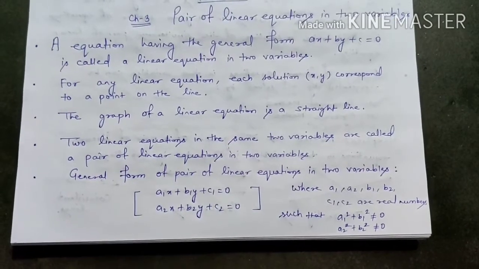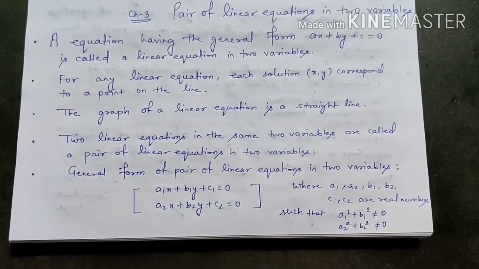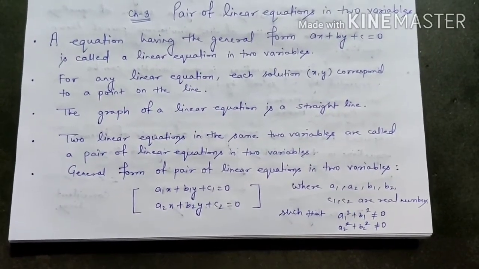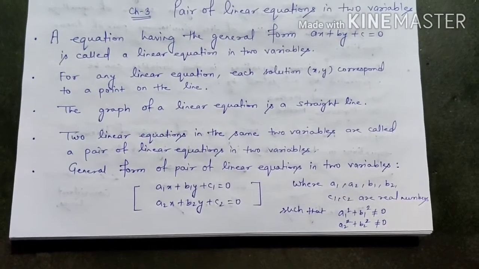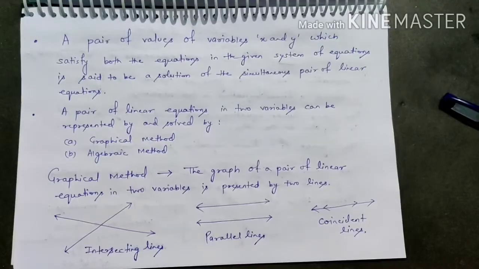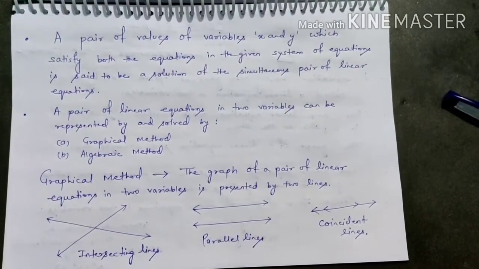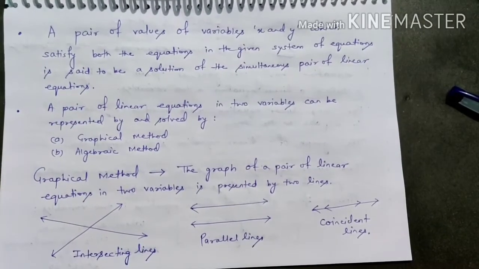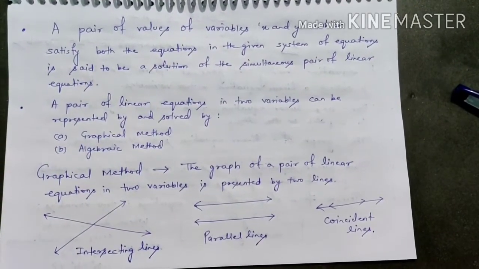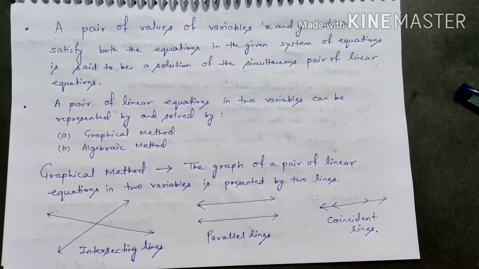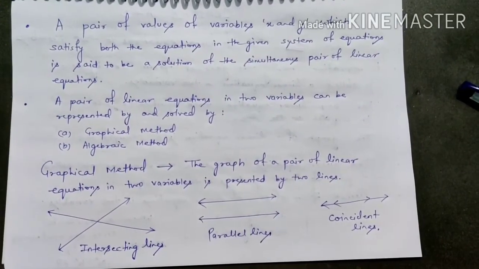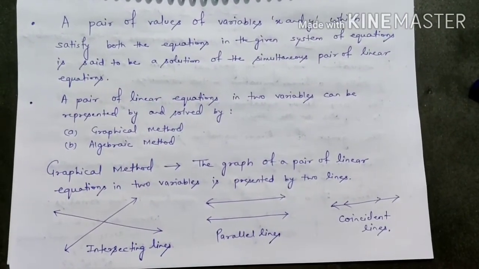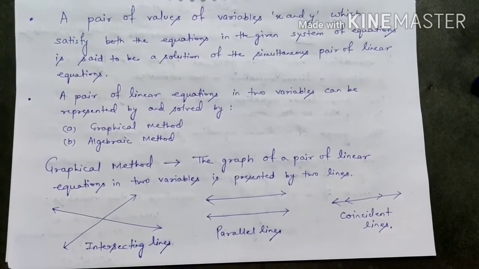The condition is that a1, a2, b1, b2, c1, c2 are all real numbers such that the sum of the squares of a1 and b1 is not equal to 0 and the sum of the squares of a2 and b2 is not equal to 0. Now a pair of values of variables x and y which satisfy both the equations in the given system of equations is said to be the solution of the simultaneous pair of linear equations. That is, the set of values of x and y which satisfy both the equations is said to be the solution.